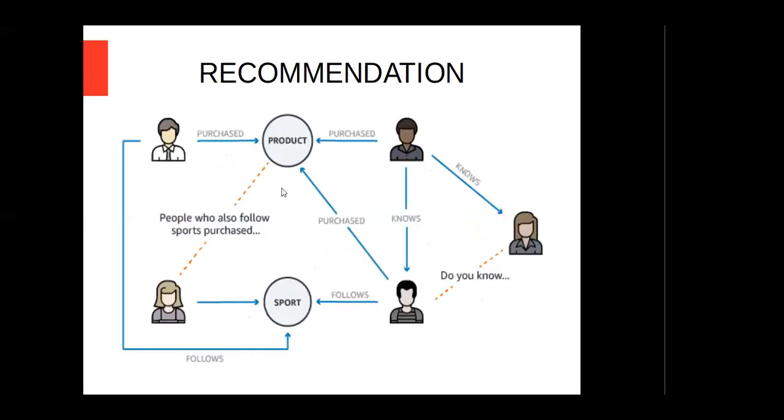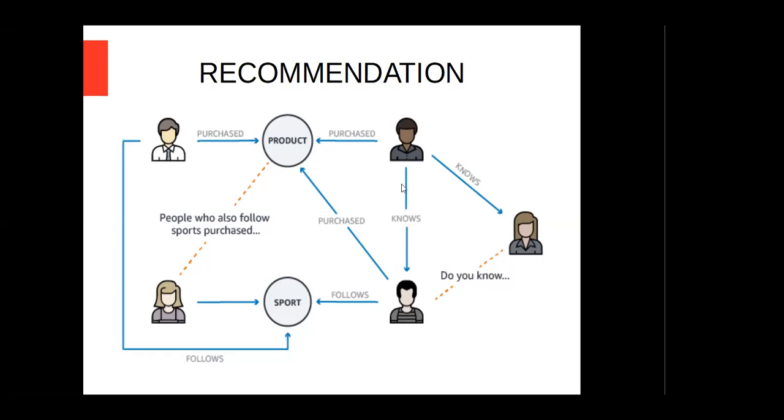We talked about recommendation, so relationship. This is a good example. This person follows sports. This man also follows sports. He purchased this product that this same man that follows sports purchased. So that means this lady that follows sports might purchase this product since these two people exhibit the same thing. Semantic relationship. So the recommender system will recommend this product to her.